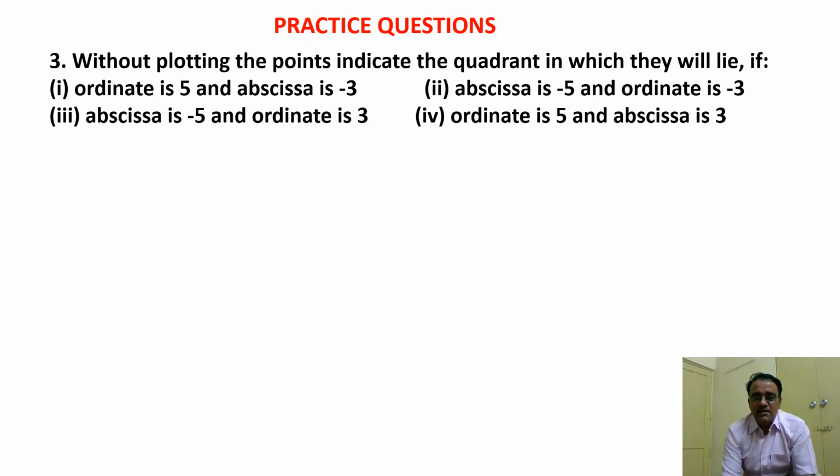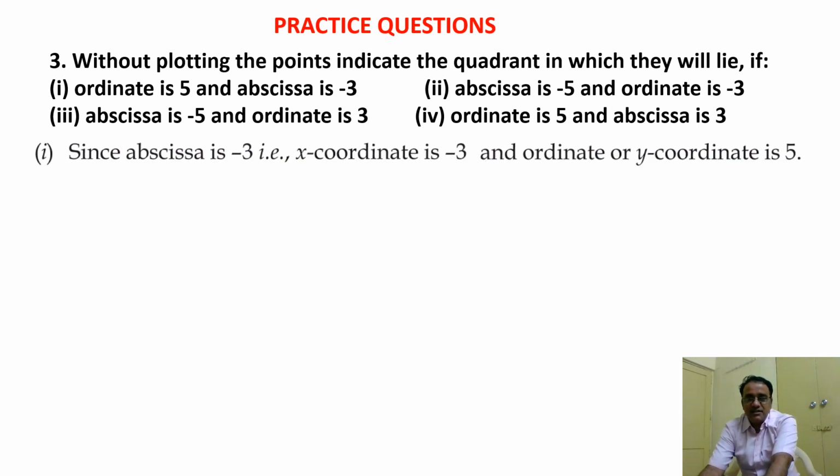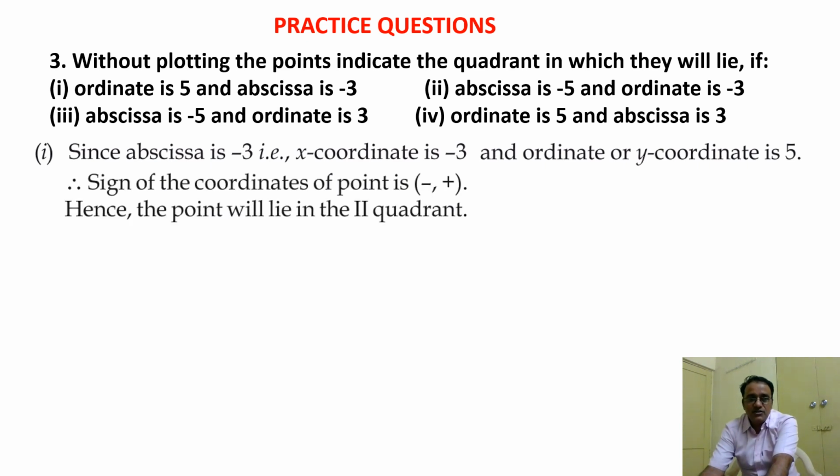Without plotting the points, indicate the quadrant in which they will lie. First, ordinate is 5 and abscissa is -3. Abscissa means the x coordinate is negative, that means left hand side, and the ordinate is positive, that means above. So it belongs to the second quadrant. Second quadrant means minus and plus. So the x coordinate is -3 and the y coordinate is 5, the signs are minus plus, so it belongs to the second quadrant.